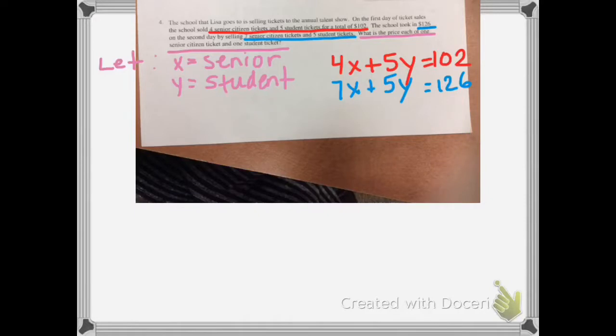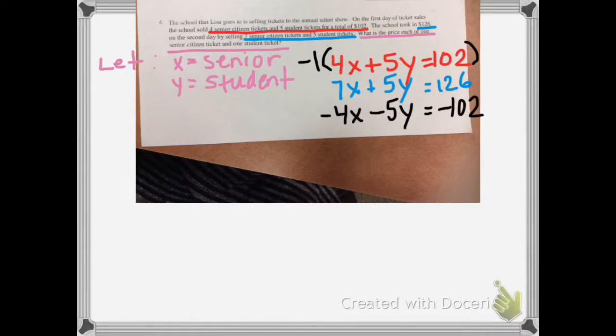So I need them to cancel. I do see my Y's are both 5, but I need one of them to be negative. So I'm going to multiply this by -1. That gives me -4X, -5Y, and -102. Okay, so not too bad of an elimination problem here. Now we can go ahead and add them up.